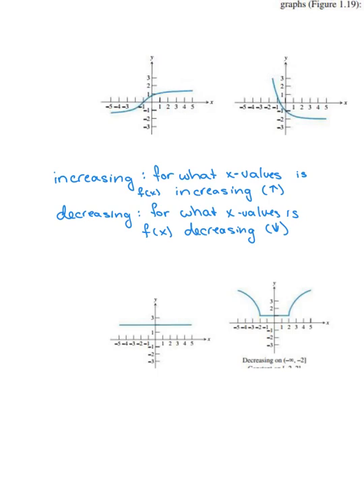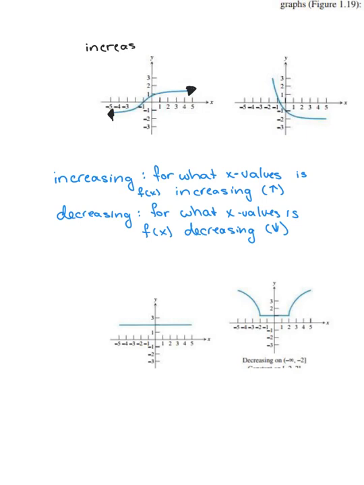For all of these graphs, I'm going to assume that they are going on infinitely in both directions, because that is just what is safer to always do. If you don't see an endpoint, like a specific dot, then I would assume it's going off infinitely in both directions. So for here, I'm increasing.